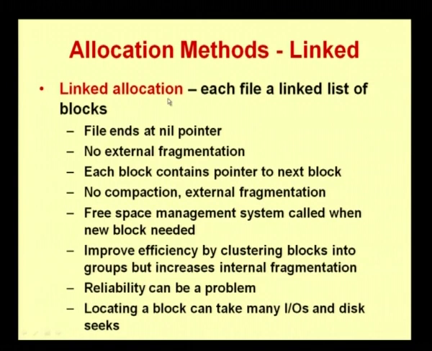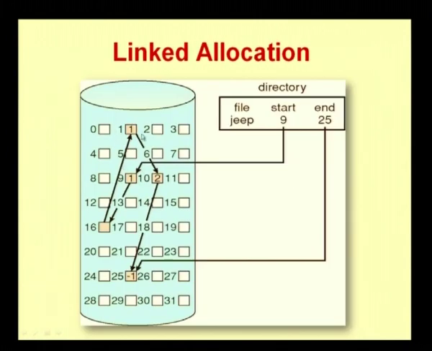So next is the linked allocation. In the linked allocation, each file has a linked list of blocks. Now let us see in a diagrammatic fashion how it works. So this is a linked allocation wherein I have a file by name jeep, and it is stored in a non-contiguous way, but there is a link. This file starts at position 9 and it ends at 25. These are the areas wherein the file contents have been stored.